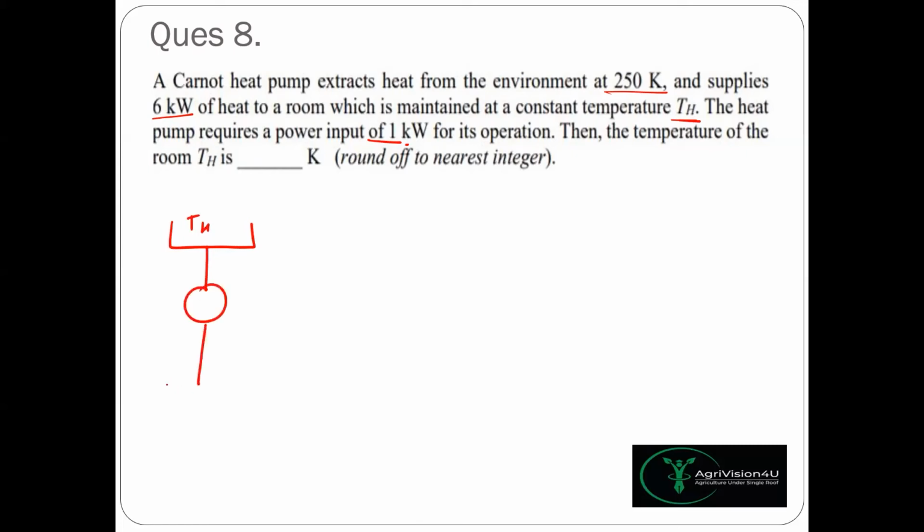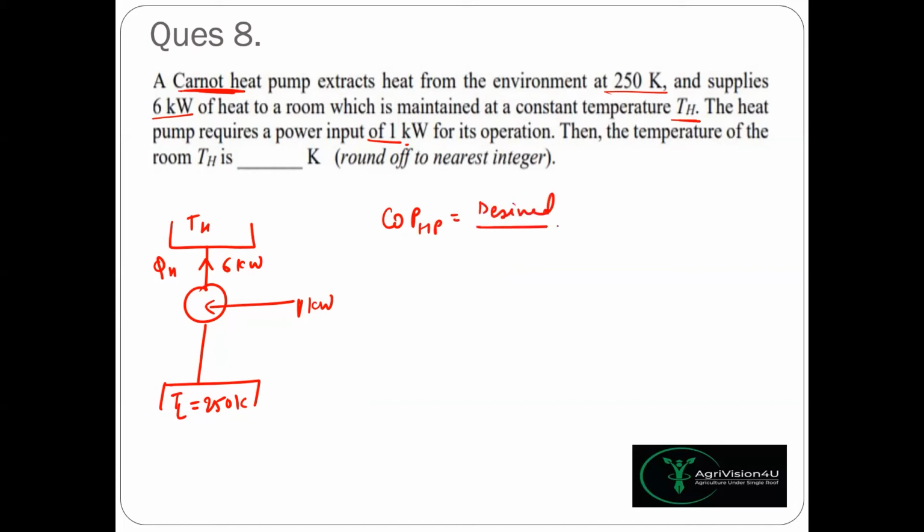Here we have the work, and here we have the environment, that is TL, which is equal to 250 Kelvin. It is supplying heat of 6 kilowatt to it. So QH will be equal to 6 kilowatt, and the power input that is going in is 1 kilowatt. We are talking about Carnot heat pump. That means the ratio of heats and temperature would be constant. Fine. So let's first talk about the COP of heat pump, which will be equal to the desired effect divided by input, power input, right?